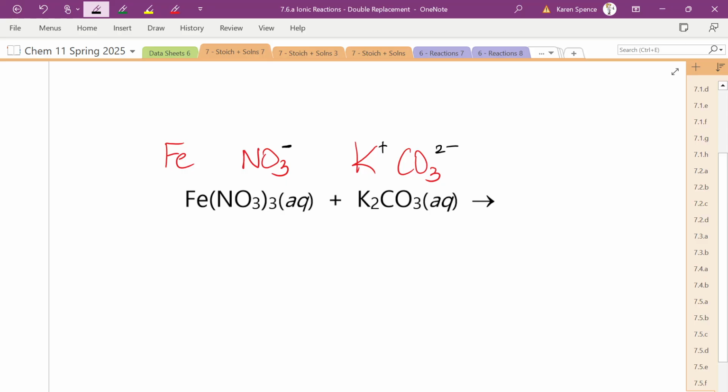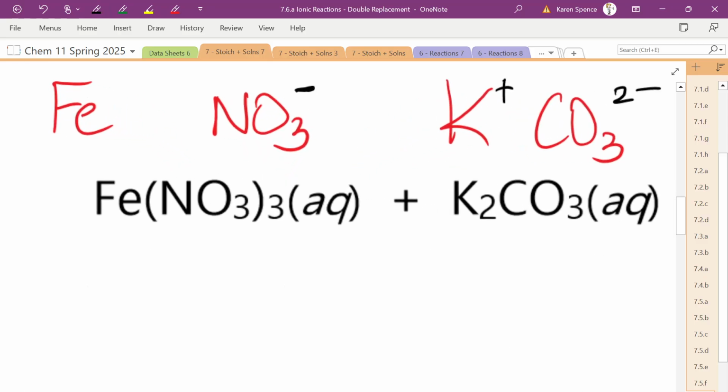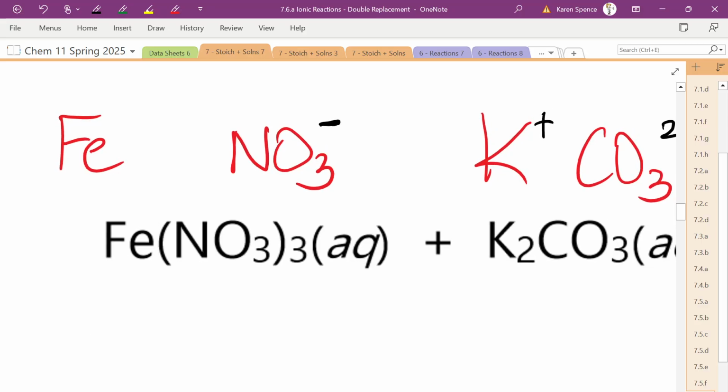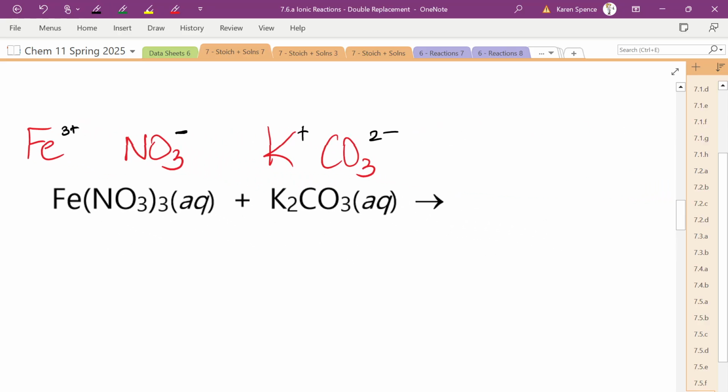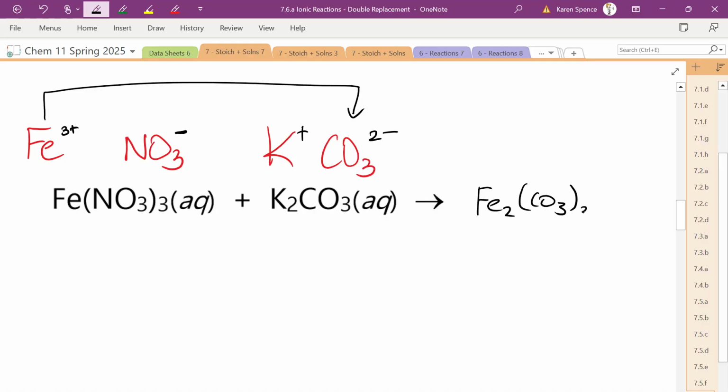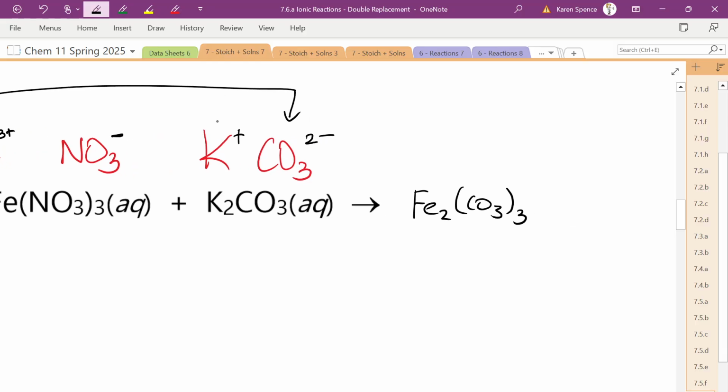And then we have to ask ourselves about iron. What is the charge of iron? It is 3 plus, because we have 3 of the NO3 minuses. Now we're going to combine our outside ions. So we have Fe2(CO3)3, and then the K goes with the NO3.